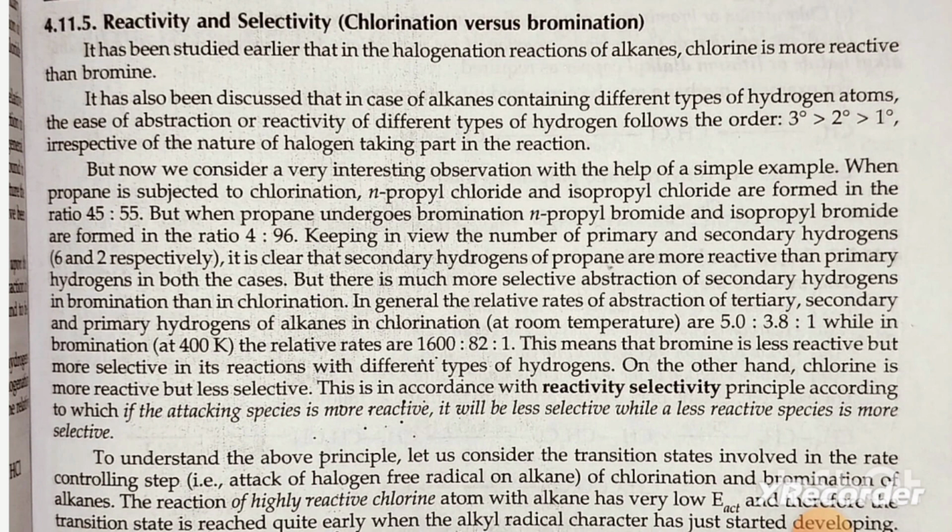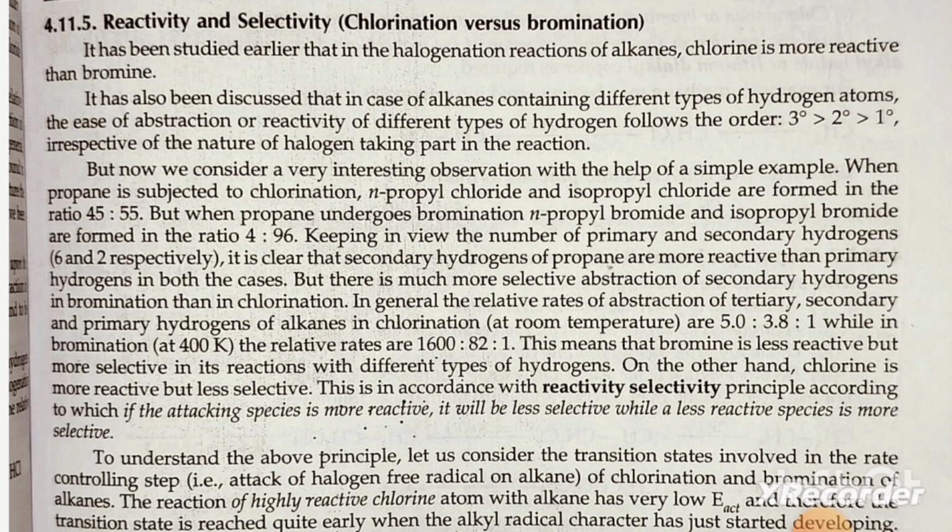Reactivity and selectivity, chlorination versus bromination. It has been studied earlier that in the halogenation reaction of alkanes, chlorine is more reactive than bromine. It has also been discussed that in the case of an alkane containing different types of hydrogen atoms, the ease of abstraction or reactivity of different types of hydrogen follows the order 3 degree greater than 2 degree greater than 1 degree, irrespective of the nature of the halogen taking part in the reaction.